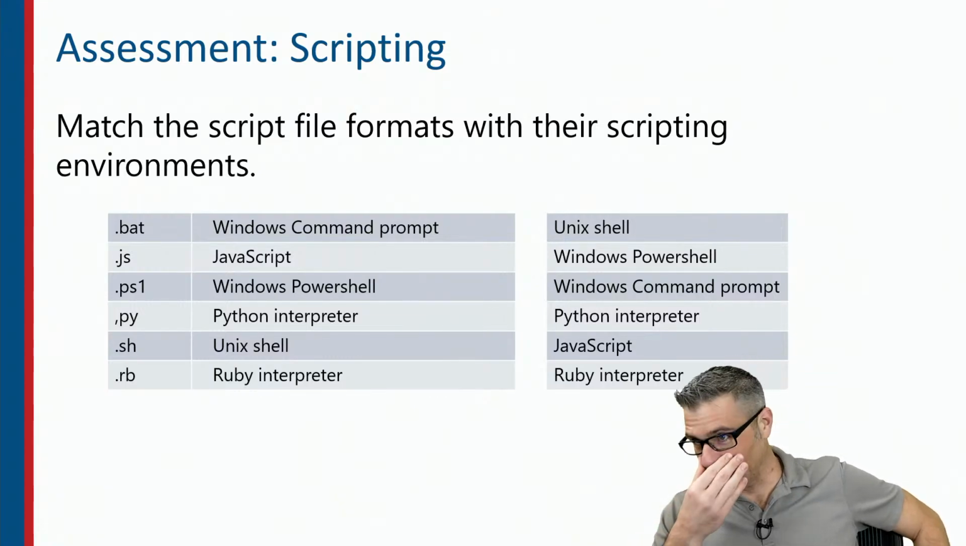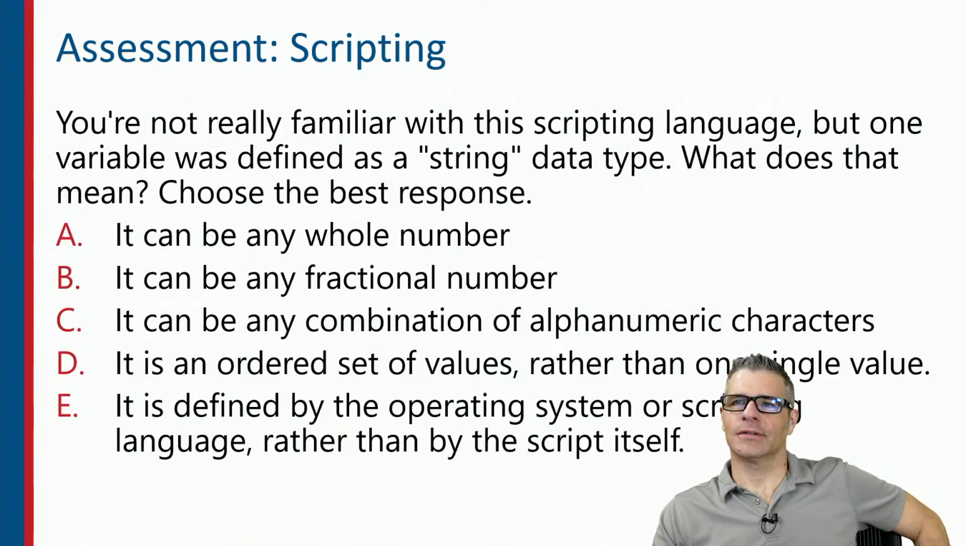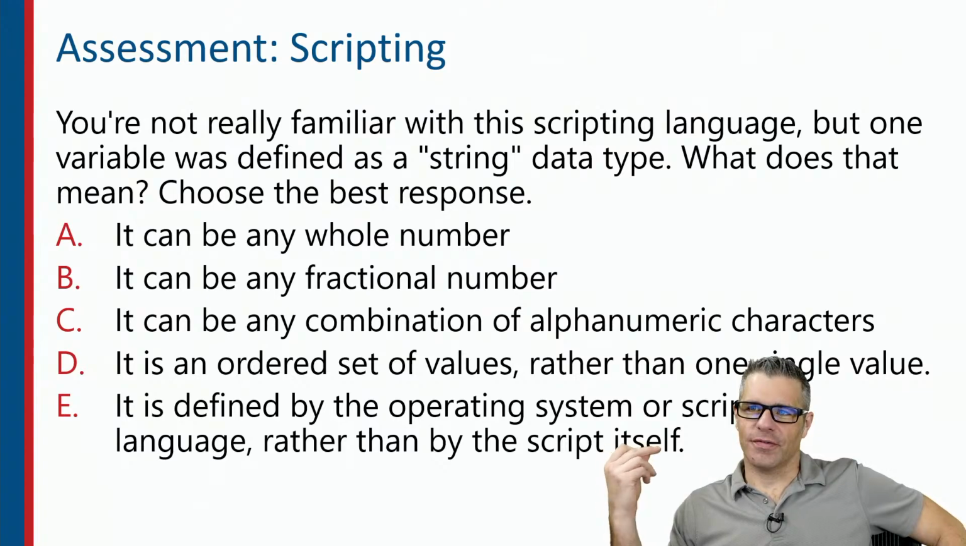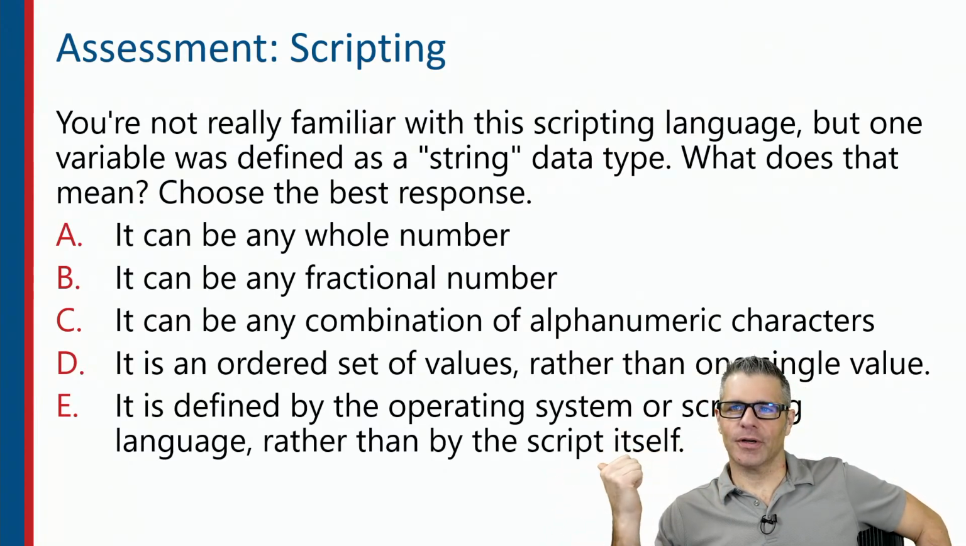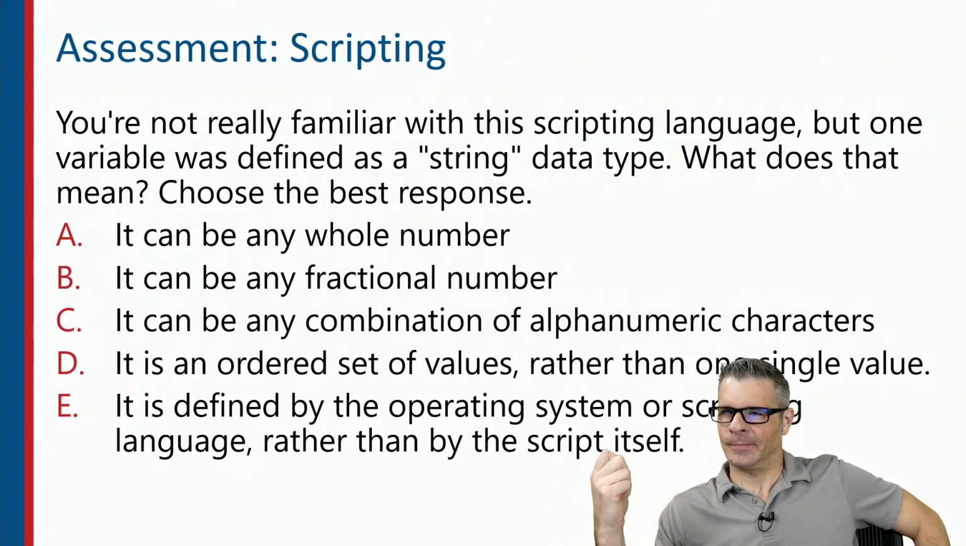How about now? So is a Windows command prompt a Unix shell? I think those don't work very well. How about, you're not really familiar with the scripting language, but one of the variables was defined as a string data type. What's our best response here? Can be a whole number, can be a fractional number, can be alphanumeric characters, is an ordered set of values, or is defined by the operating system or the scripting language rather than by the script itself. What are we feeling here?